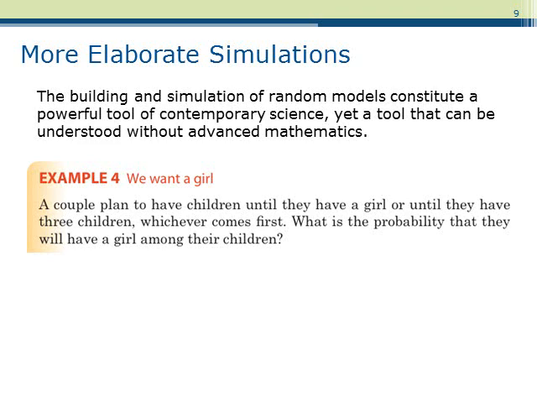Let's look at another example. A couple plan to have children until they have a girl or until they have 3 children, whichever comes first. What is the probability that they have a girl among their children?